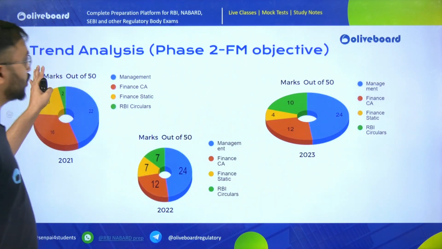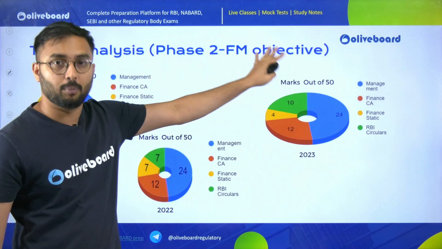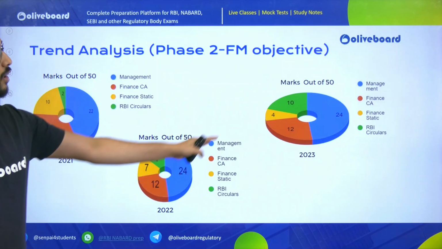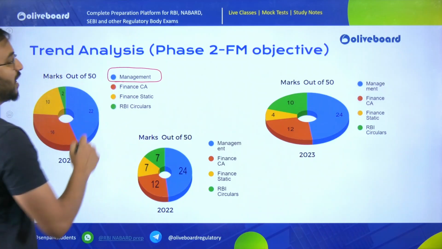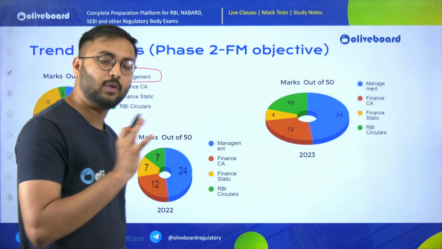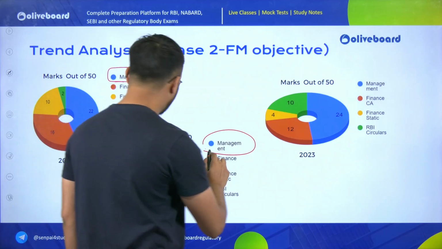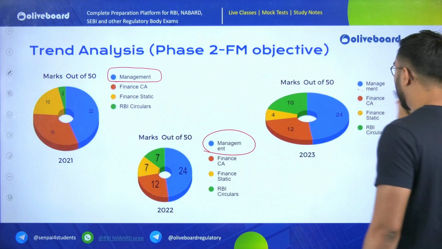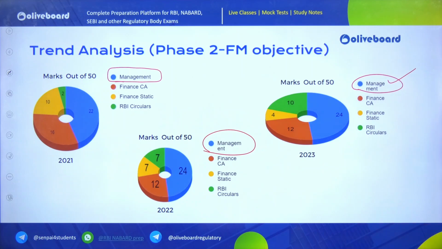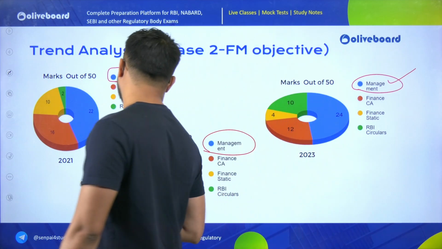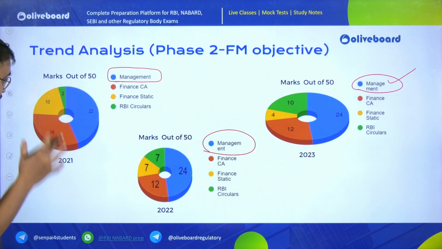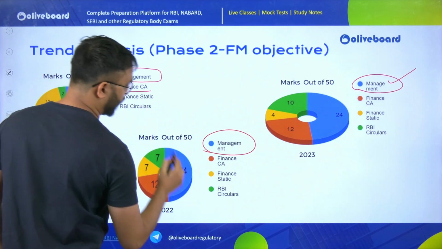Considering that, let us do the finance and management objective analysis. For the last 3 years, if you see, 25 marks would be from management static. And this is really very scoring. So look at it, almost 24, 22, 24 are directly from management static. This makes management the most scoring in the objective part of your finance and management. The next biggest part is finance current affairs.